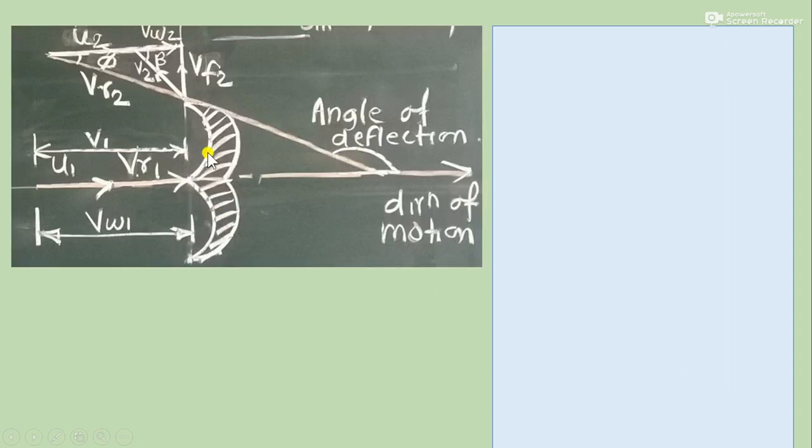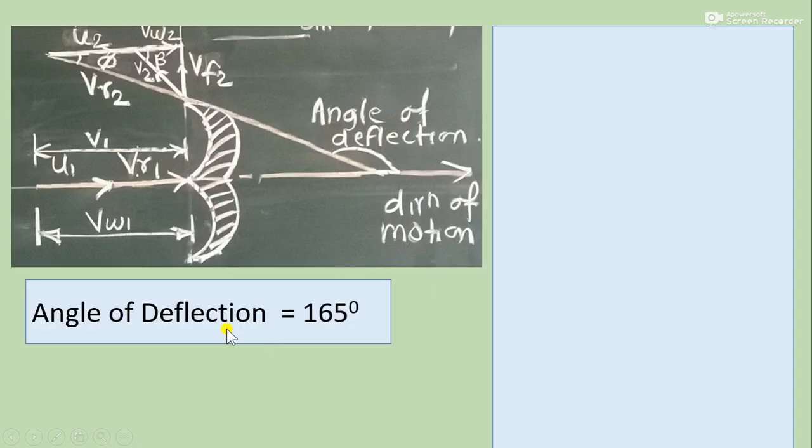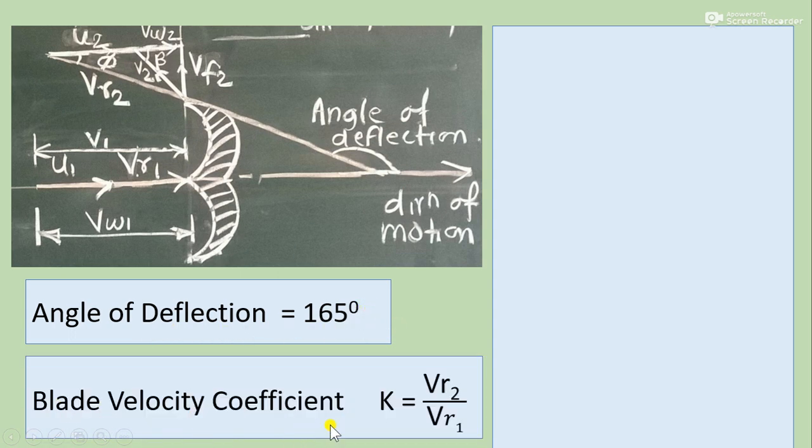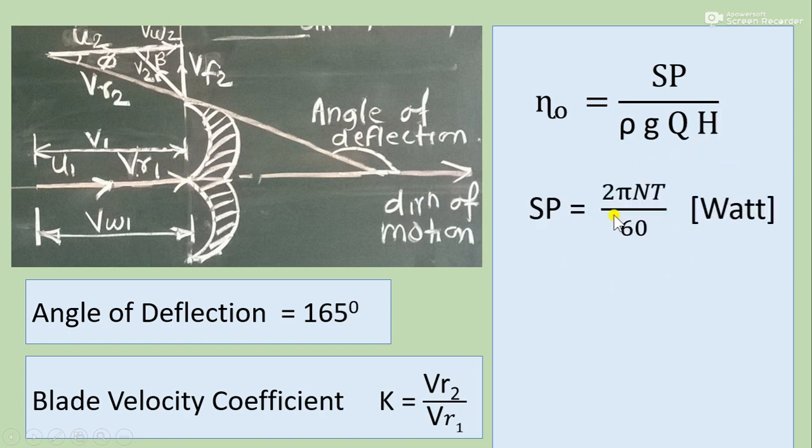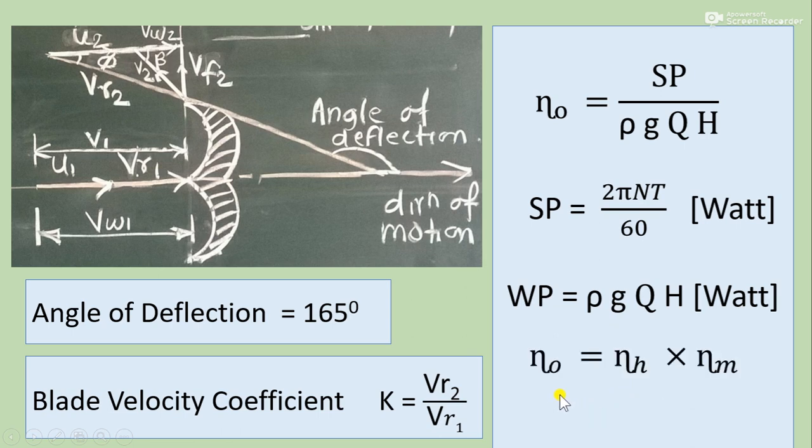Now, angle of deflection. In the Pelton wheel design, 165 degree is taken. Blade velocity coefficient, that is K is equal to VR2 by VR1. Overall efficiency, that is ratio of shaft power to rho g QH. Shaft power, another formula, that is 2 pi nt by 60 in watt. Water power, that is rho g QH in watt. And relation for the overall efficiency, that is overall efficiency is equal to hydraulic efficiency into mechanical efficiency. These can be used in the numerical.